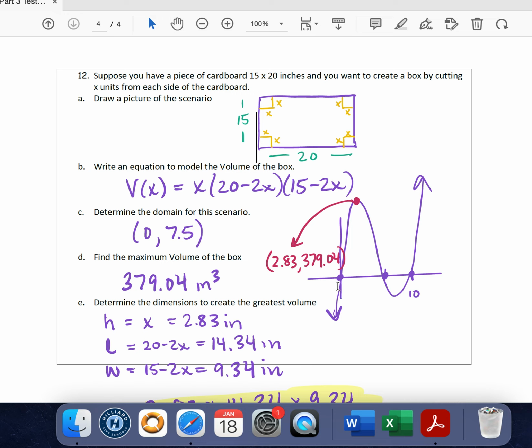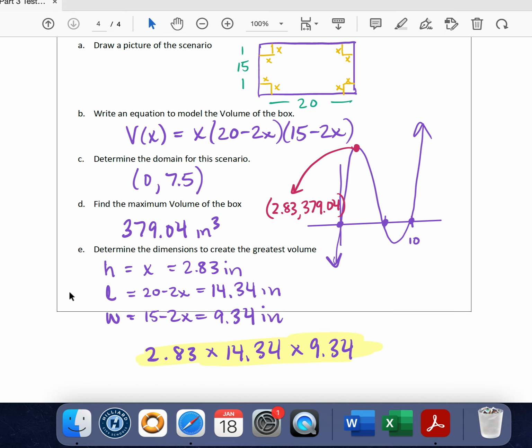Then I'm going to graph it. So this guy right here, really I'm only interested in this hump. This is outside of the domain and this is outside of the domain. And we want to know the maximum. How do you create the biggest box? Well, you take corners and cut them to 2.83 by 2.83 corners, and then you're going to get a volume that's 379.04. I think on the test we asked you to round to the nearest thousandth. So we're talking 3 decimal spots.